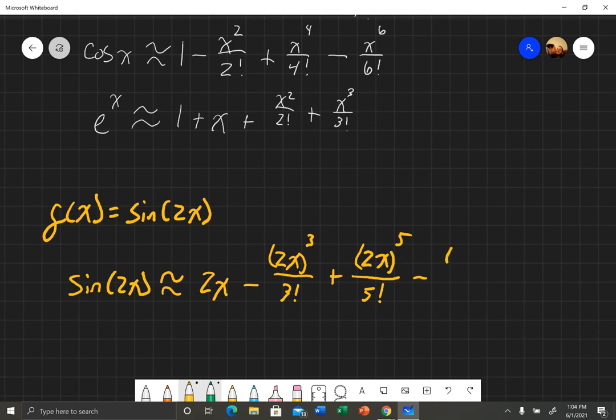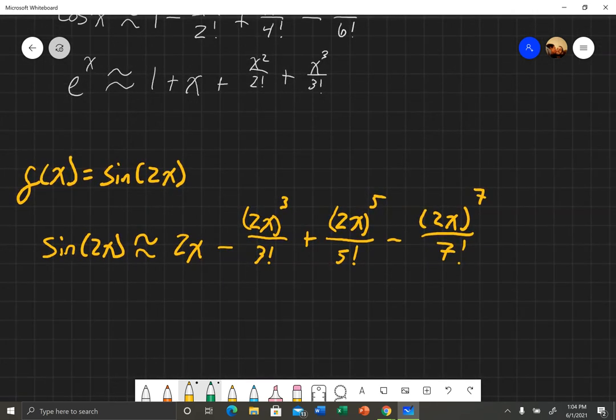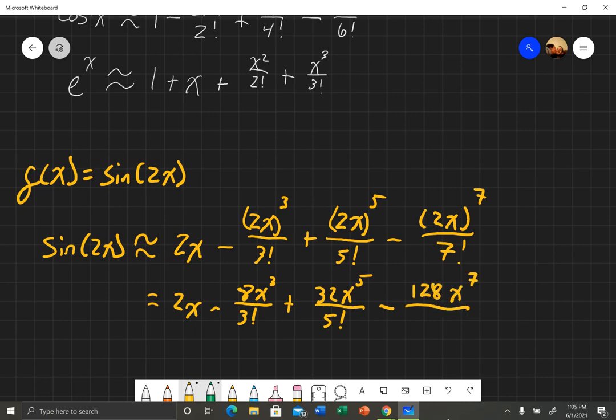Rewrite that. 2x to the 7th over 7 factorial. Now you can leave it in this format, or if you wanted to, we can clean this up just a tiny little bit. 2x cubed, this is 8x cubed over 3 factorial plus, this would be 32x to the 5th over 5 factorial minus, this is 128x to the 7th over 7 factorial. Okay, so again, all we did was we substituted out anywhere we had an x, we made it a 2x.